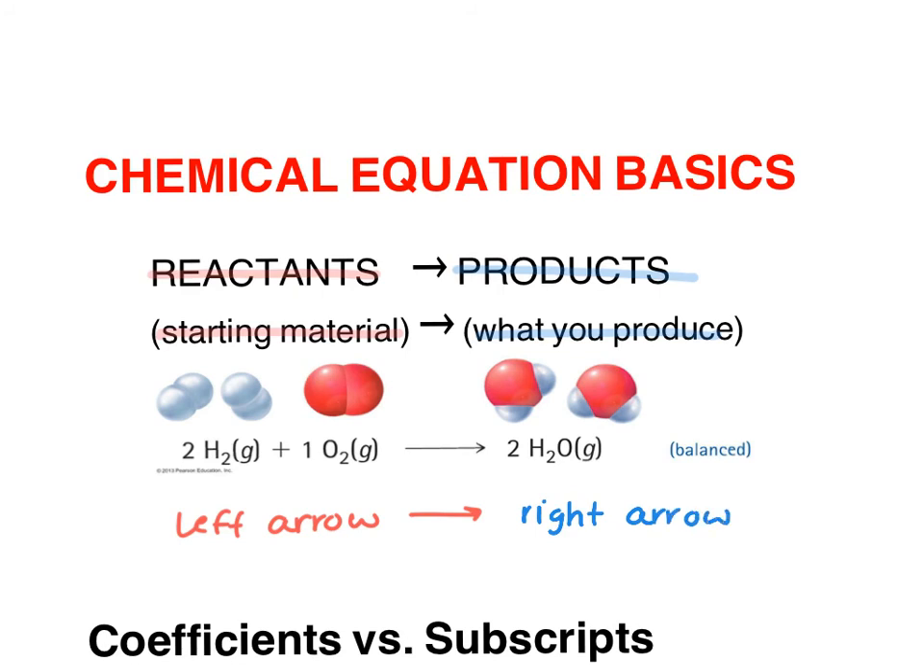The left side is like what I would begin with in the lab, and what I end up with would be on the right. So an example is when I look at table salt, it started as sodium plus chlorine. And when I combine them, that's when I get my NaCl, or my sodium chloride.